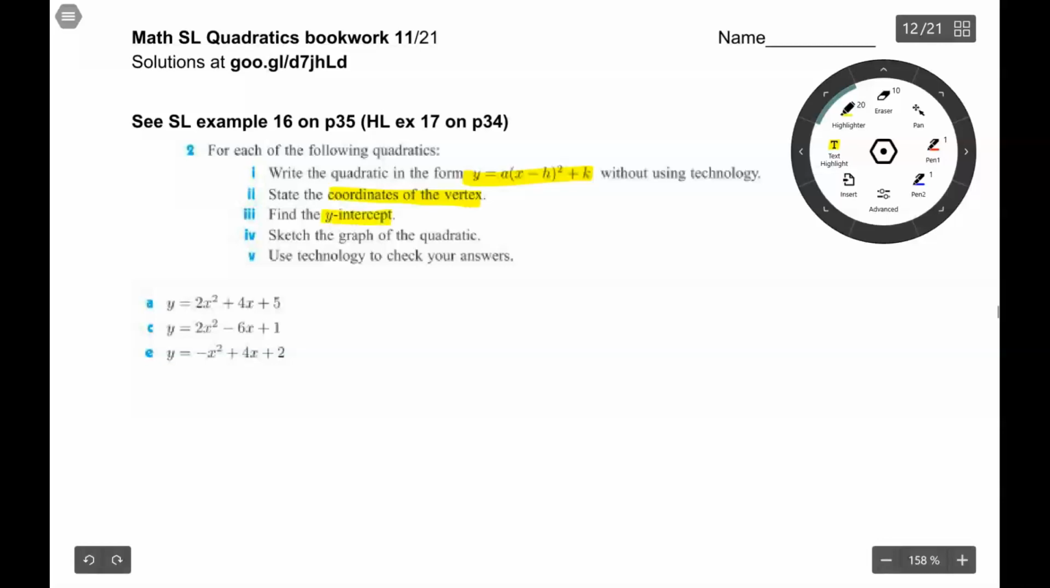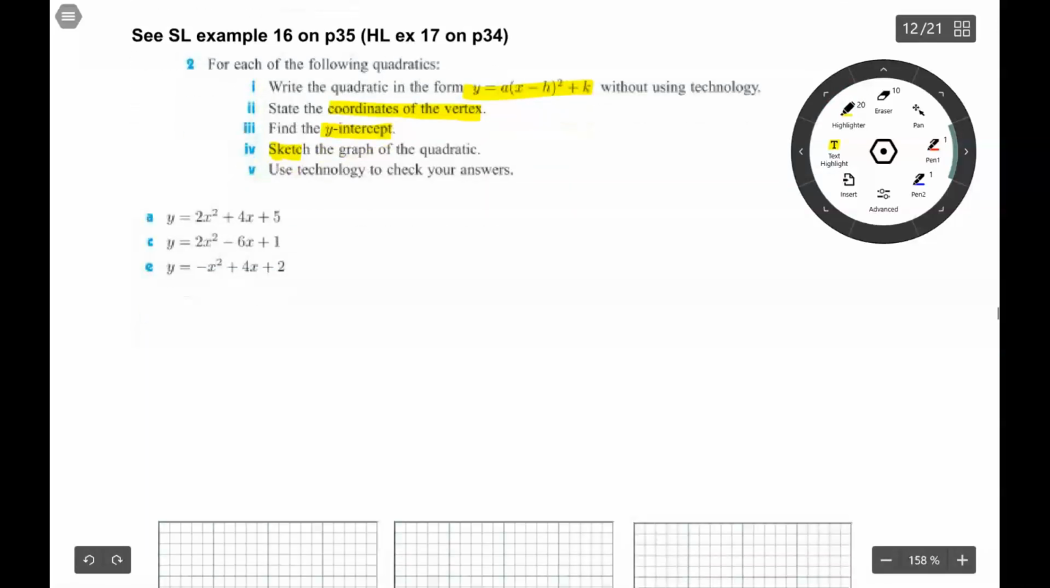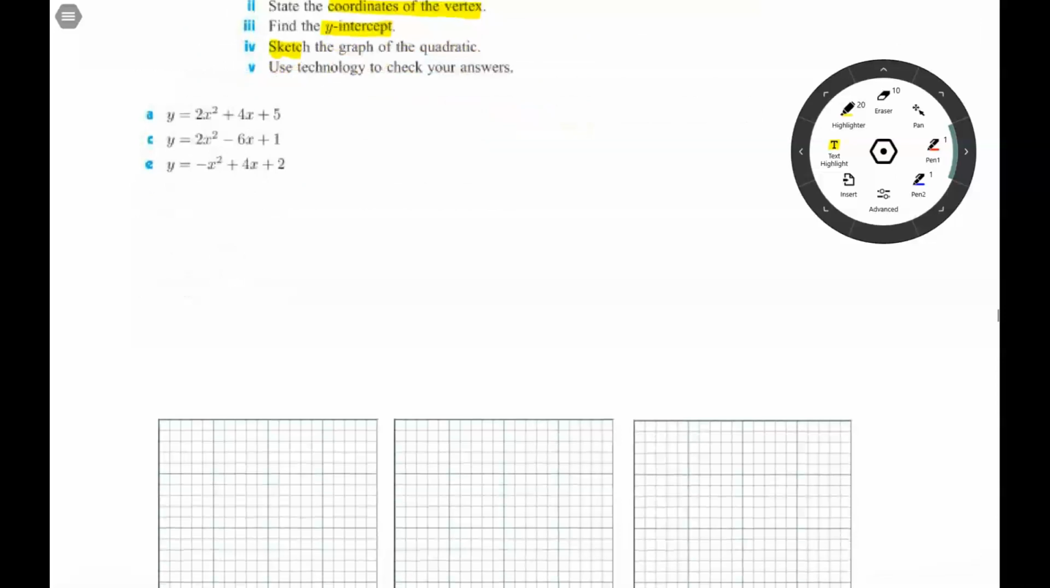Find the y-intercept, okay. And sketch. And then use technology to check your answers. I won't do that on every single one, but a couple times I will use technology so you can see how to use that to remind you of how to do that with the calculator. Maybe this time I'll show you how to use second calc, 0. Okay, so let's look at the first one.